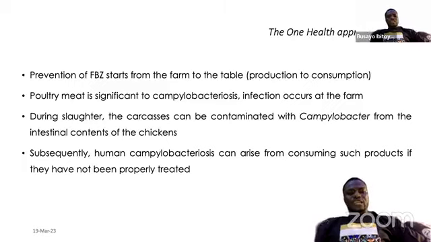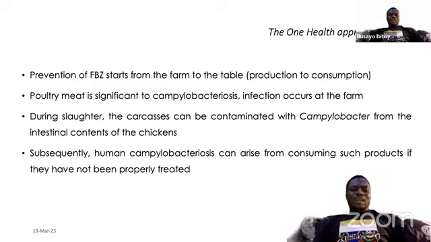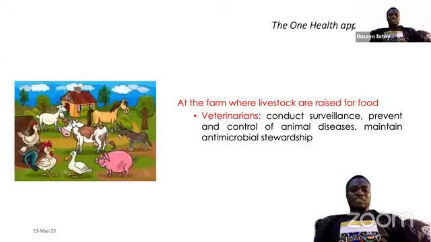Poultry meat is significant to Campylobacteriosis infection, as we said earlier. Now, during slaughter, the carcass of the animals can become contaminated with Campylobacter organism from the intestinal content of either the chicken, the swine, or the cattle, as the case may be. Subsequently, human Campylobacteriosis can arise from consumption of contaminated products that have not been treated properly.